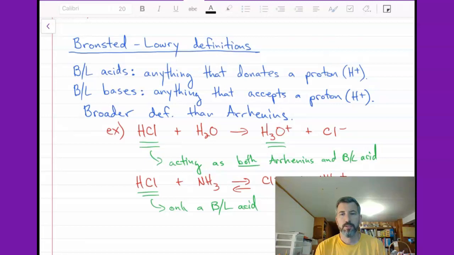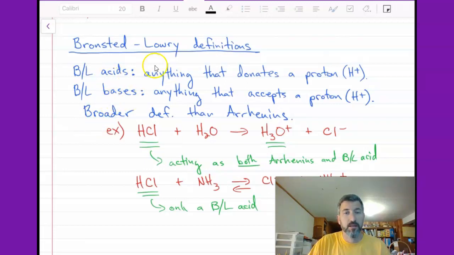Today we're going to talk about the Bronsted-Lowry definition of acids and bases. This is a definition that basically encompasses a bit more than the Arrhenius definition, and goes a little bit further than just saying that an acid is something that increases hydronium and a base is something that increases hydroxide. So the Bronsted-Lowry definition, or definitions I should say, because there's one for acid, one for base, is very simple.